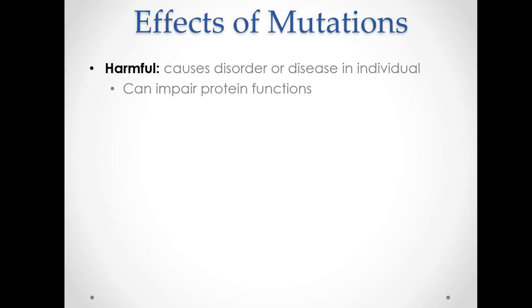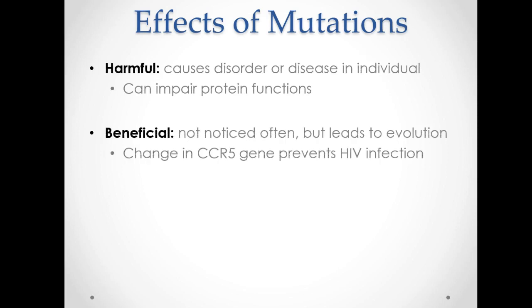So, the effects of mutations. Three things can happen. They can be harmful, they can be beneficial, or they can be neutral and nothing can happen. So, harmful mutations. This is the way that disorders and diseases, genetic disorders and diseases, happen. It's when proteins can't do their job because they aren't formed properly.